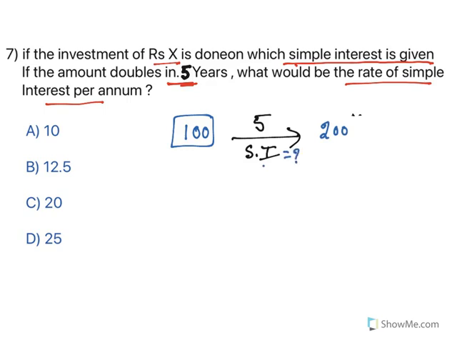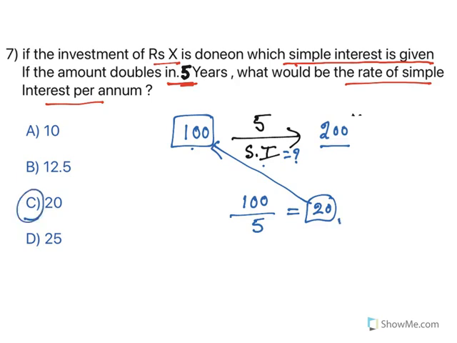So now how much interest has it earned? 100 is getting to 200 means the interest earned is 100. For how many years? 5 years. So per year how much is it? 20. So per year 20 is the interest earned. So what is the percentage for 100? It is 20%. Very simple one.